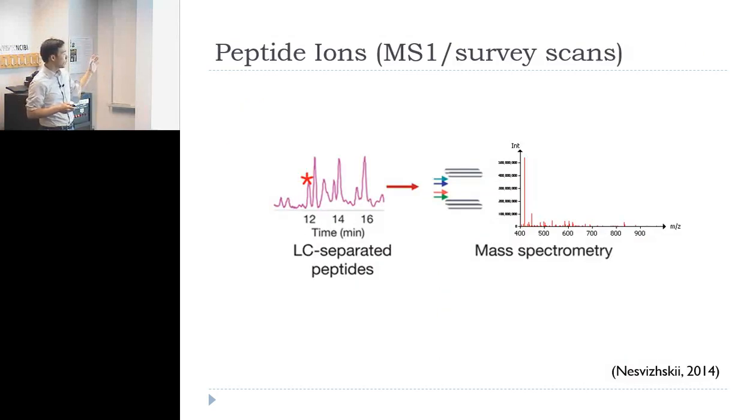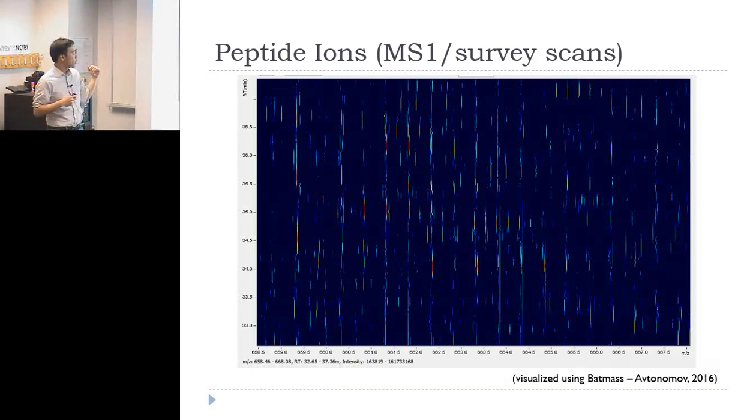After you load your peptides onto the LC system, they get separated over time. At a particular time, those peptides are ionized and measured by the mass spec. So this is a sample survey scan. It's just a measure of what peptide ions are coming into the mass spec at a particular time. So we can stack the scans, and this is what it looks like.